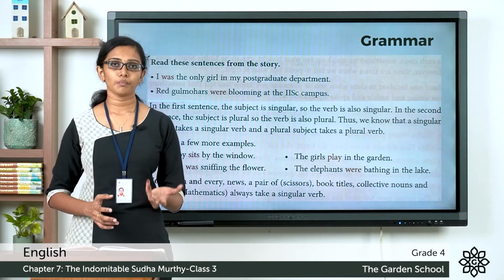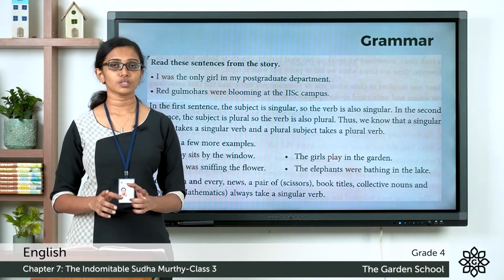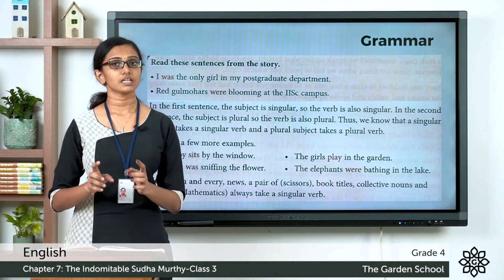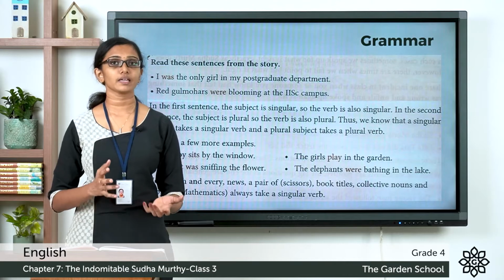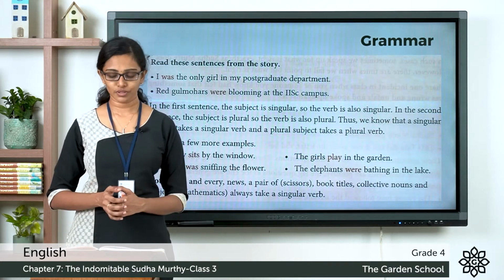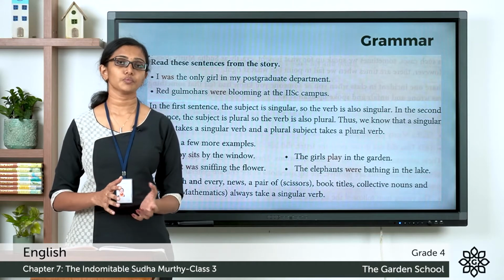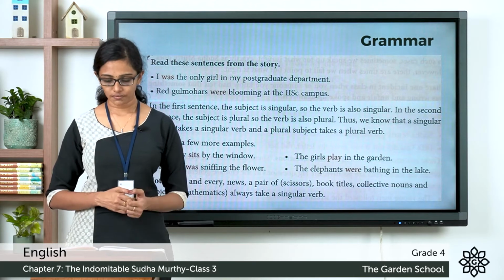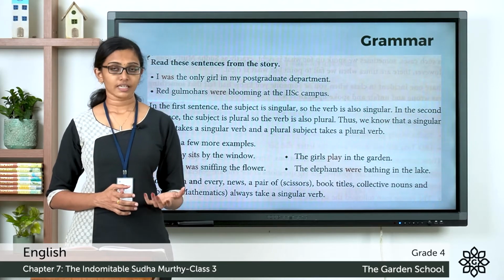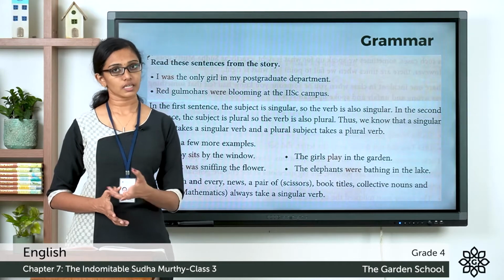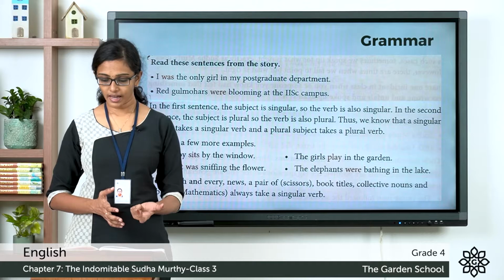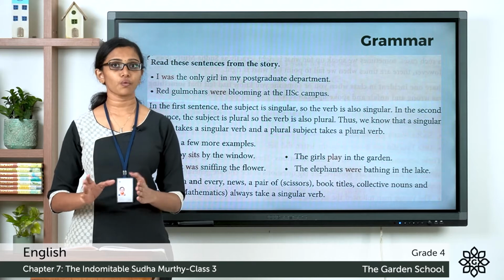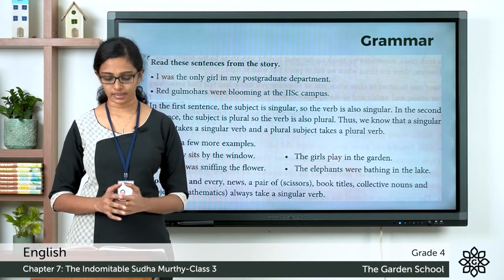The boy sits by the window. The subject is the boy, which is a singular subject, and hence the verb sit is in singular form with an S. Sit, sits. The girls play in the garden. The girls is a plural subject, and hence the verb play is in plural form. The girls play in the garden. The cat was sniffing the flower, and the cat is a singular subject and hence was sniffing. The elephants were bathing in the lake. The elephants, more than one, it is plural, and hence instead of was bathing, it is were bathing.